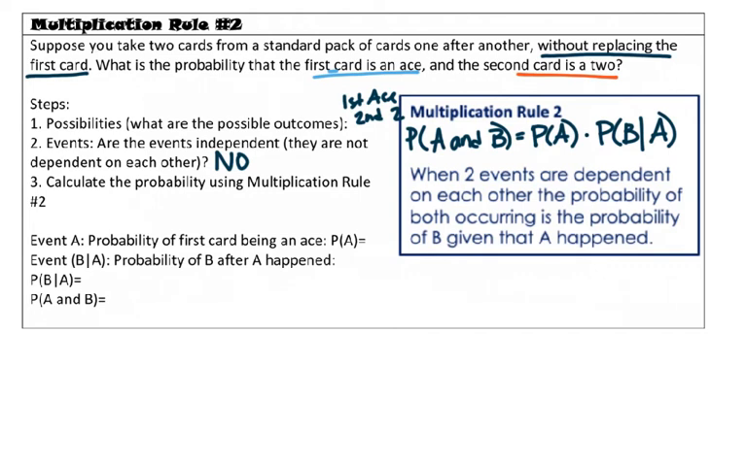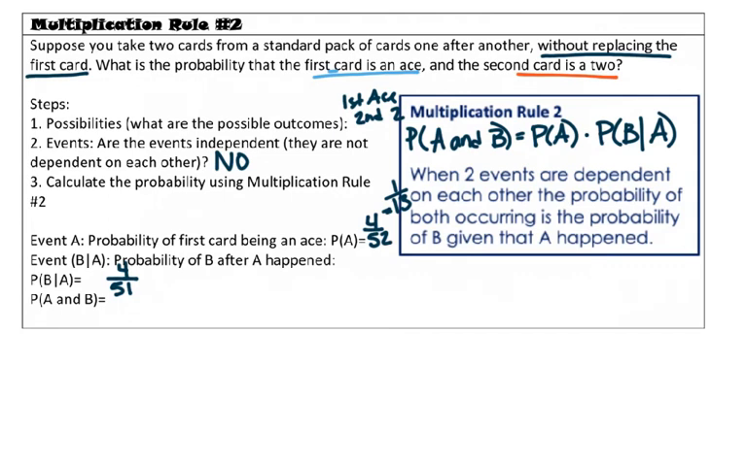The probability of A, that means the first card being an ace, is going to be equal to 4 out of 52, or 1 out of 13. If you don't understand where I got those numbers, go watch some previous videos where I explain it. Then the probability that B occurs knowing that A happened is going to look like this. I don't have 52 cards any longer because one of them I've taken out and it was an ace. I now have 51 cards. Out of those 51 cards, 4 of them could be a 2.